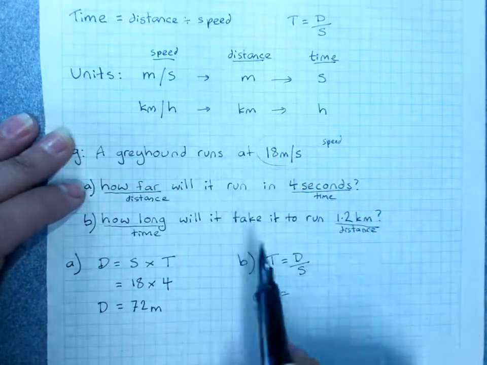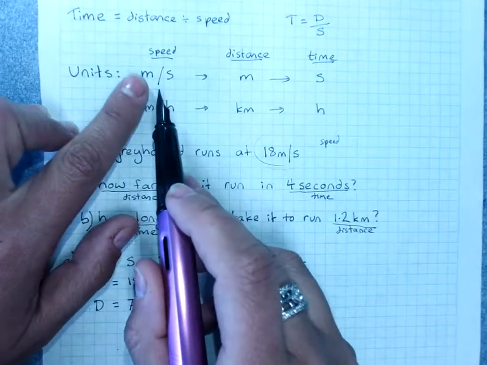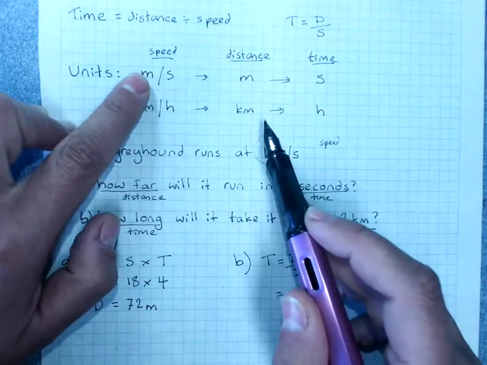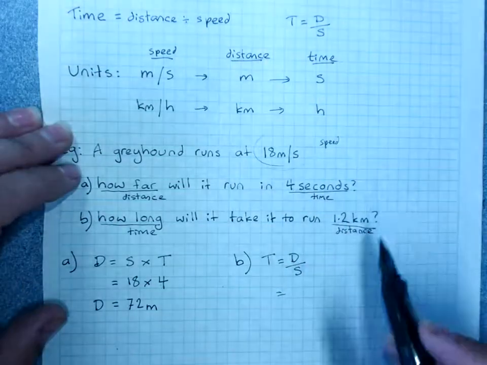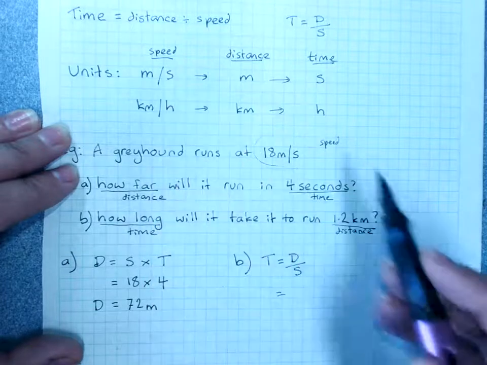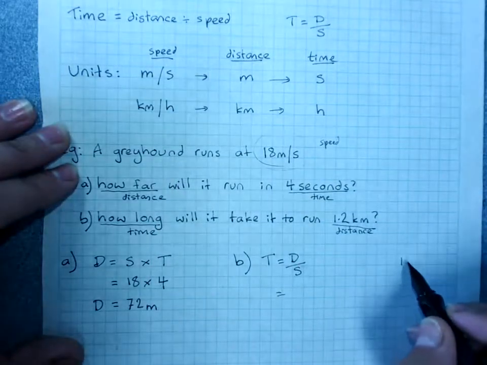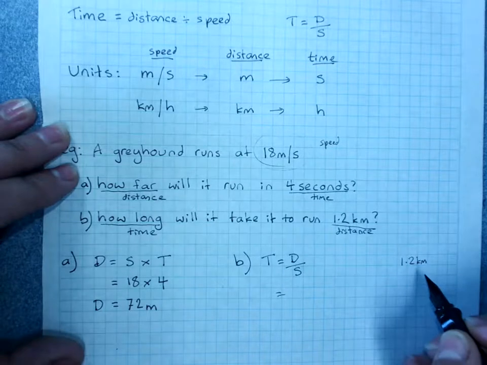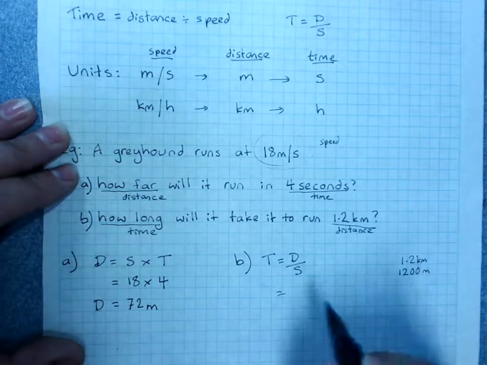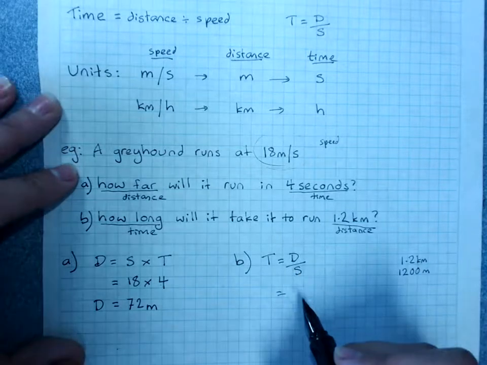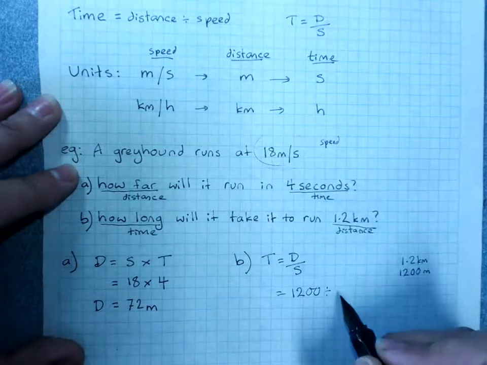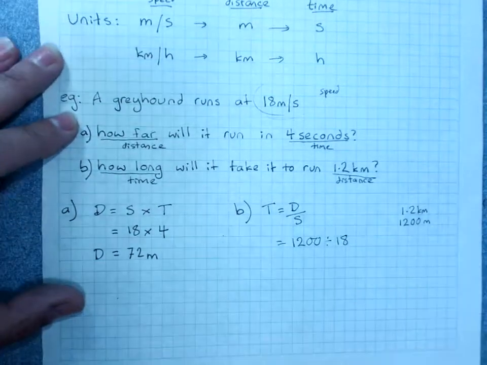But our speed is in meters per second, and they gave me the distance in kilometers. That's not right. You'd have to convert your distance in kilometers to meters because the speed is in meters per second. So over here, 1.2 kilometers, there's 1,000 meters in a kilometer, so that's 1,200 meters. That's the distance we've got to put into the formula. 1,200 divided by the speed of 18.